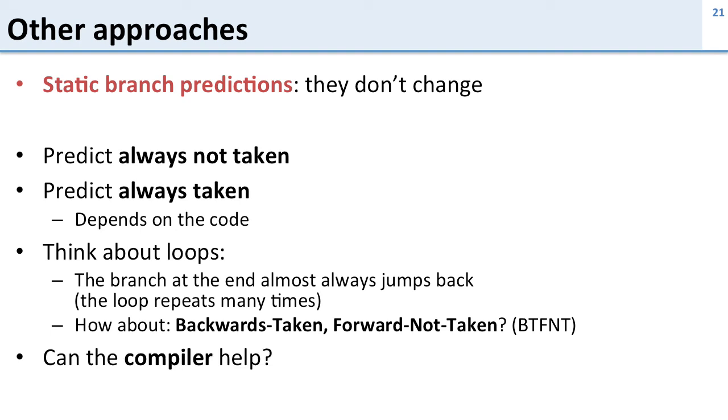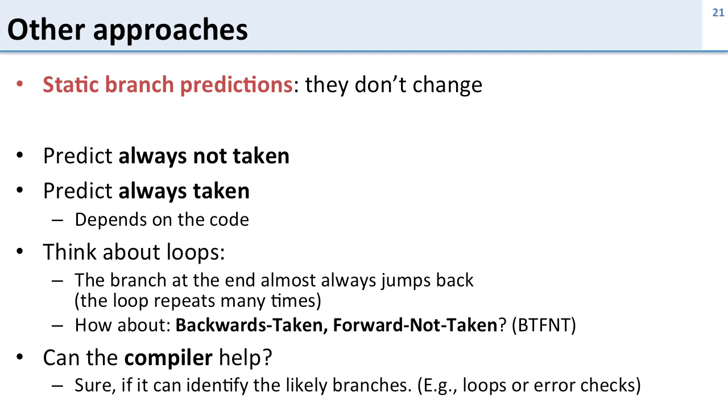How about the compiler? Can it help predict branches? Well, the compiler knows a lot about the program, so yes, it can help. So if the compiler can identify the likely branches, so if it can find loops that it thinks are going to run many times, or if it can find code that's checking for errors. Because remember, errors don't happen very often. So if the compiler sees an error check, it can put in a hint saying this branch is not likely to be taken.